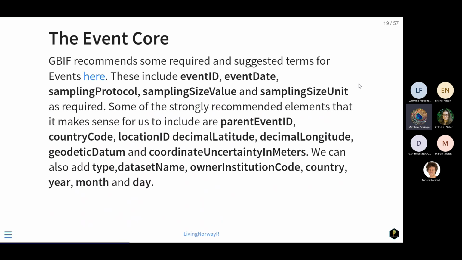So these terms are things like the event ID, the event date, the sampling protocol, so how the sampling took place, sample size, the units. You might also have other things like a parent ID, so you have events that are nested, hierarchical. Country code, so where it was, the location, decimal latitude, longitude, all kinds of things like that can come in. And we're going to go through a few of those and show you what it means in relation to the penguins dataset.